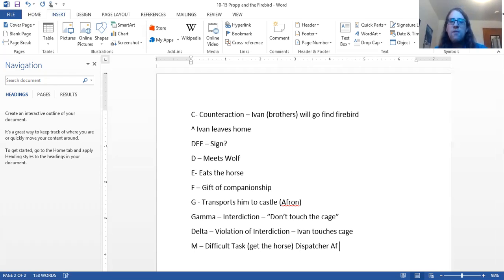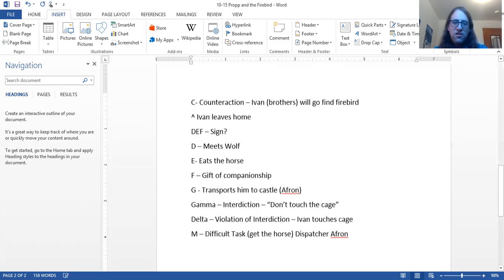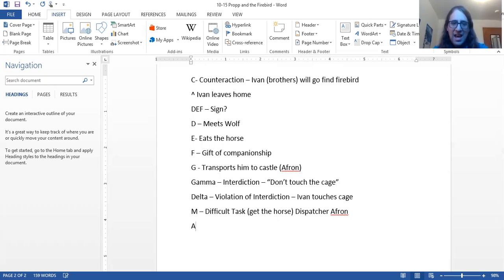So I guess there's two different ways to do this. We could do it as something that's like the problem to another problem. We could kind of start the story over again. And in that case, we would treat Afron as more of a dispatcher character. Or we could just do it as a difficult task and go from A to M.